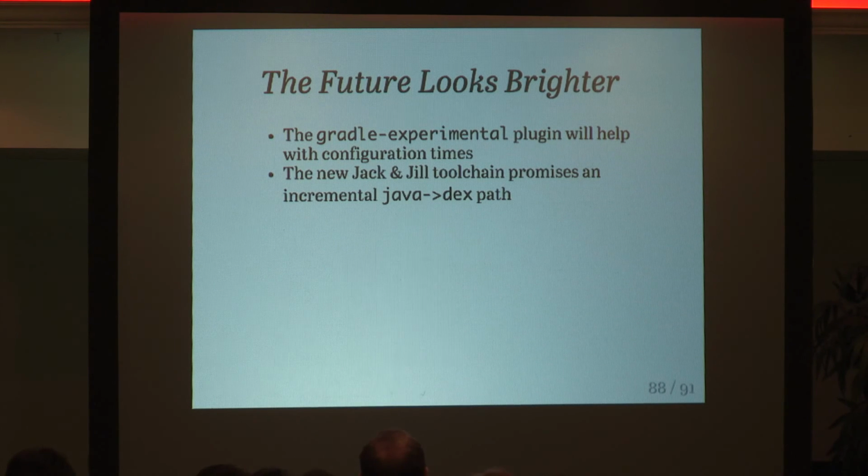And the new Jack and Jill toolchain promises an incremental path from Java to Dex. So if that ever happens, it might work right now. I haven't tried it in a few months. In that case, you can just change a Java file and then rely on the Jack and Jill toolchain to update just that part of the Dex, basically. Really, really experimental. I haven't really tried this out, but I'm hoping.